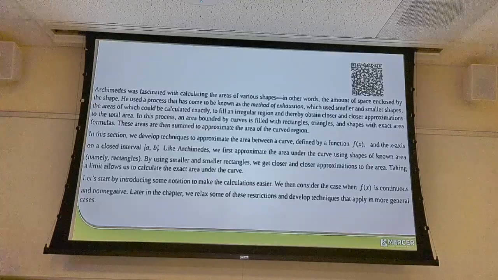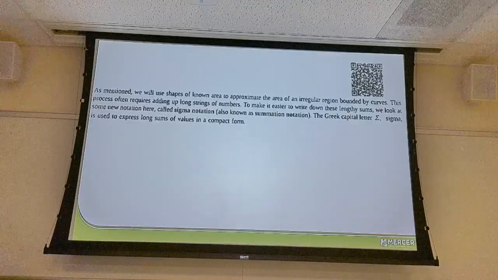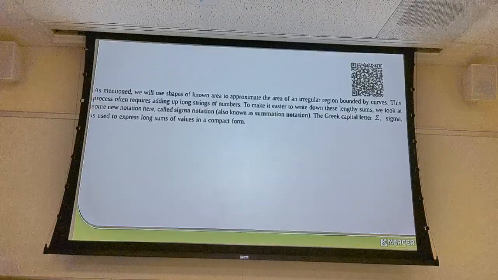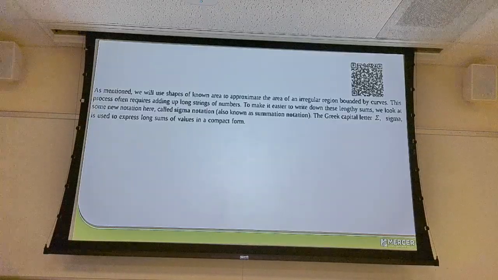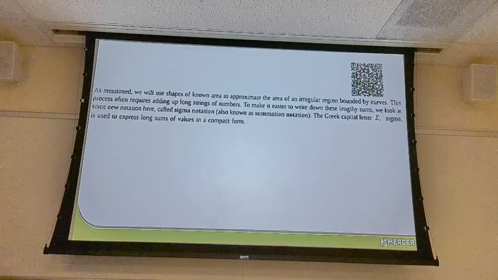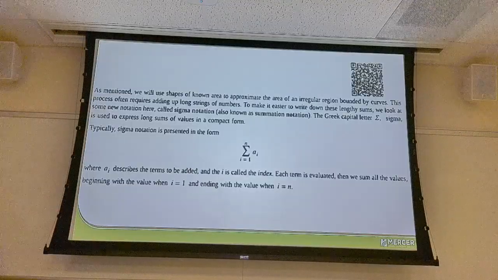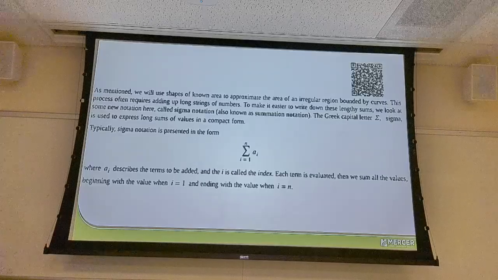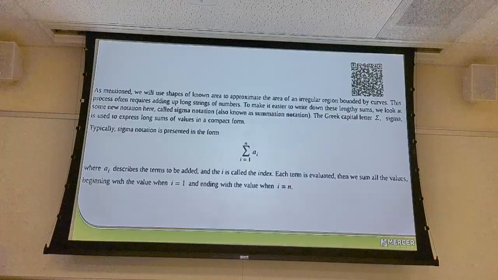So notation first. Sigma notation is the notation used for sums. We use the Greek letter capital sigma to express sums. So for instance, this is read sum from i equals 1 to n of a sub i. That would be a1 plus a2 plus a3 plus a4, and so on, till you get to plus an.